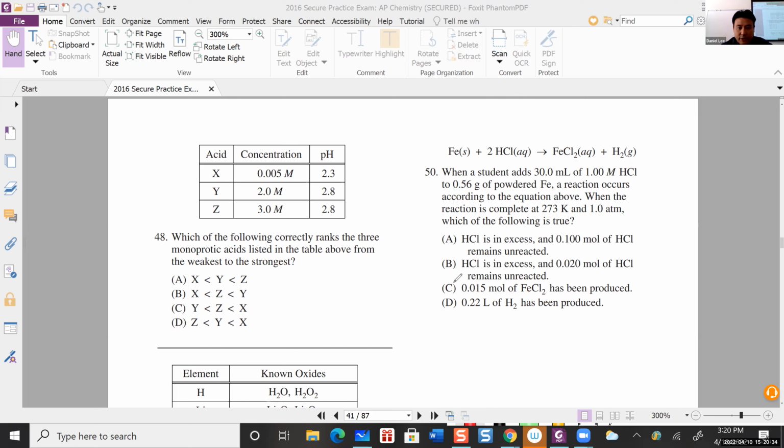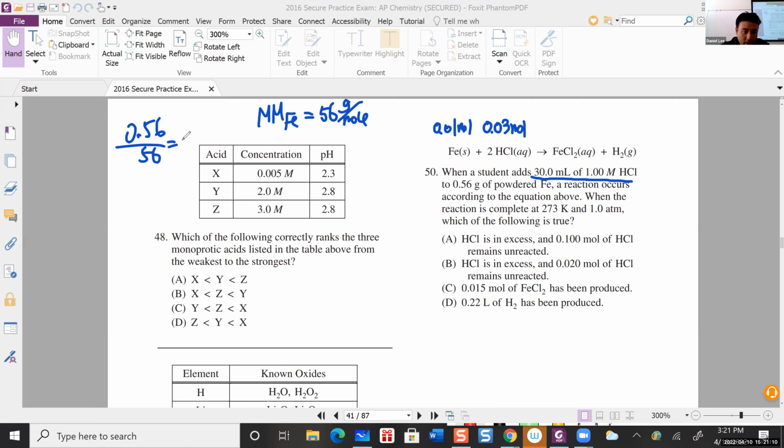All right, so I'm going to do stoichiometry because I see 30 mL, 1 molar. Well, that would be 0.03 moles. I'm going to write 0.03 moles. And I see 0.56 grams. Well, the molar mass for iron on the periodic table is 56, almost. So 0.56 grams is 0.01 mole there. So that's what they're trying to tell you. You've got to take 0.56 divided by 56. That is how you get 0.01 mole.